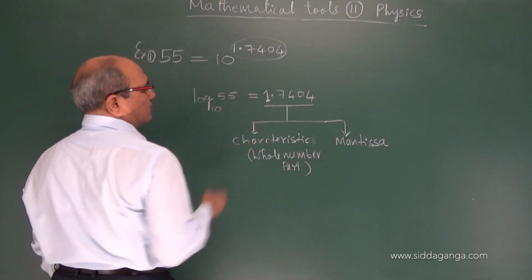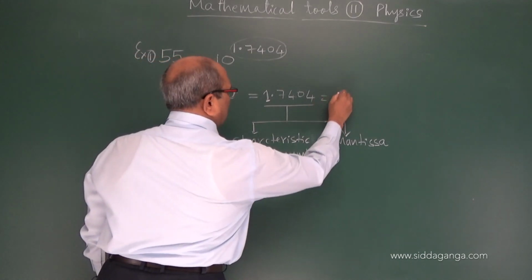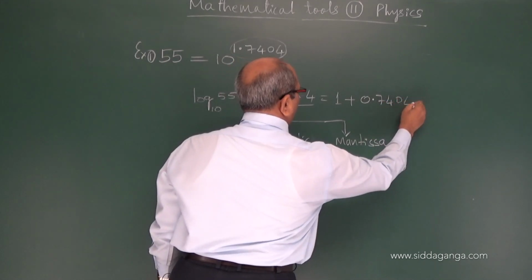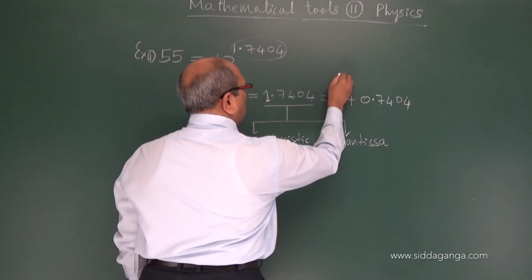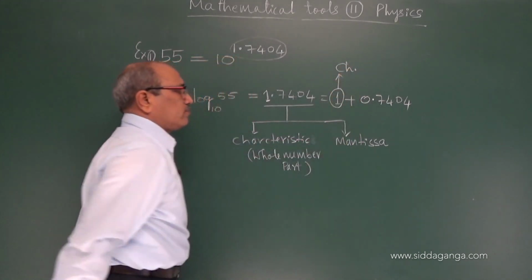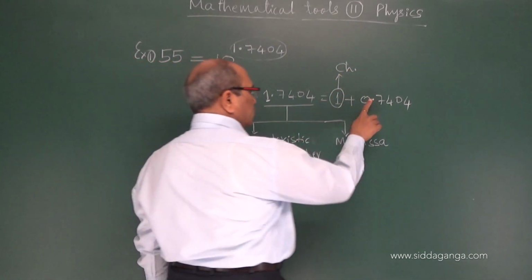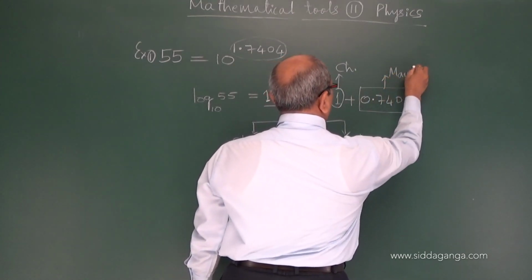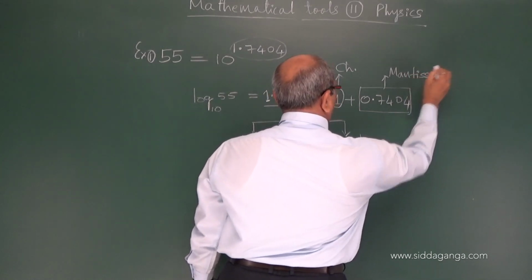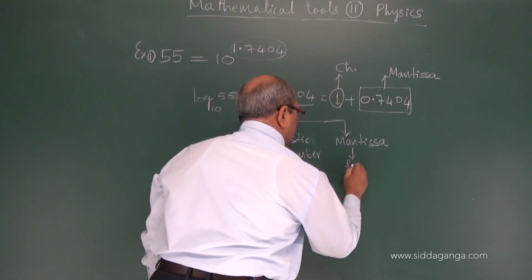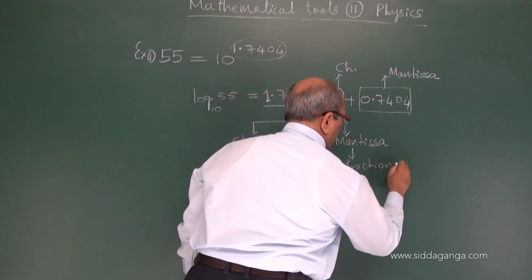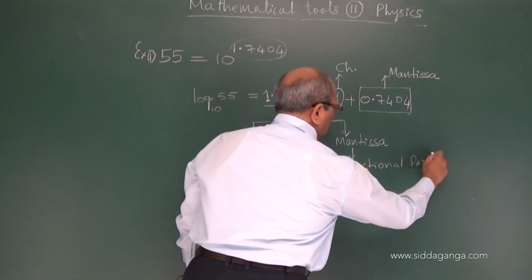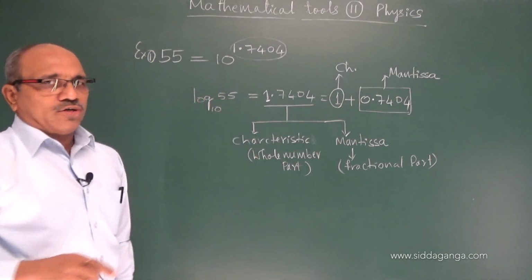That means this one I can split as 1 plus 0.7404. This 1 I am calling the characteristic. And this, what I am writing, is a fractional part, the mantissa part. So mantissa is the fraction part of the given number. So these two together give you the complete log.